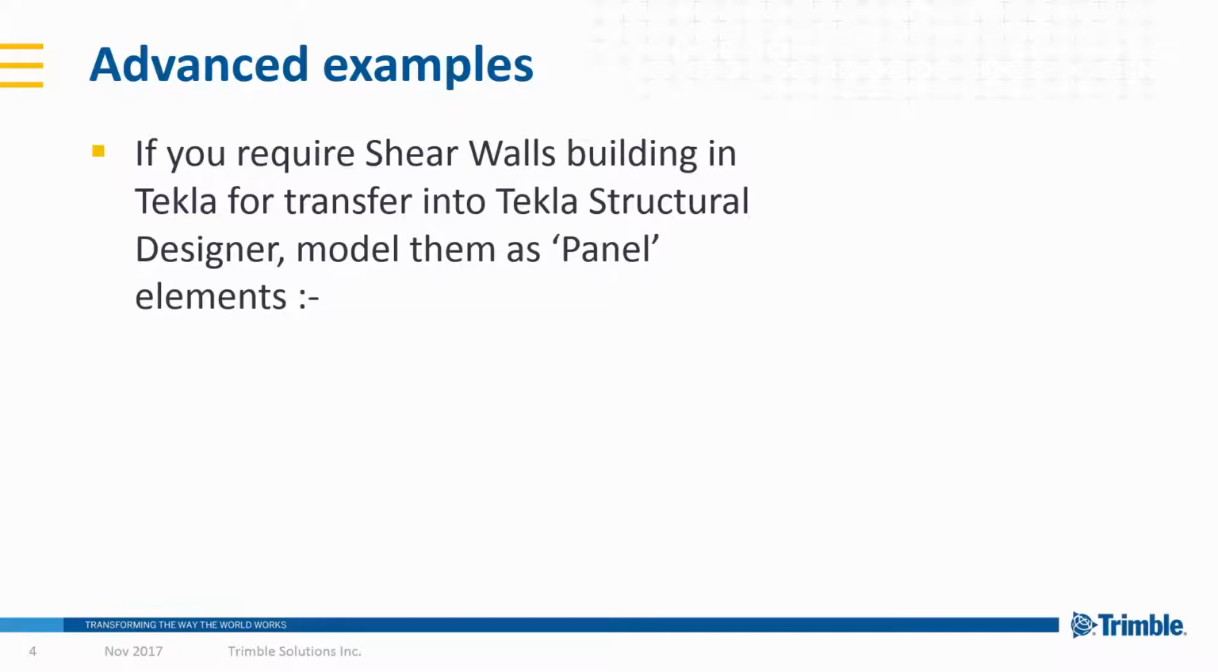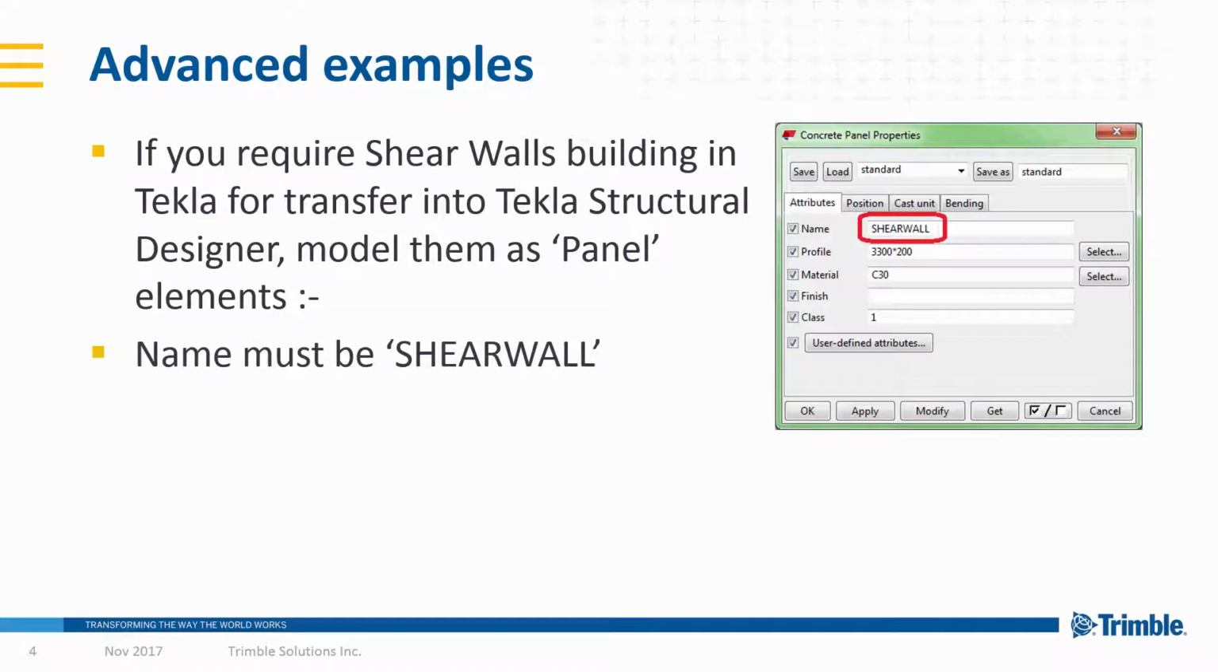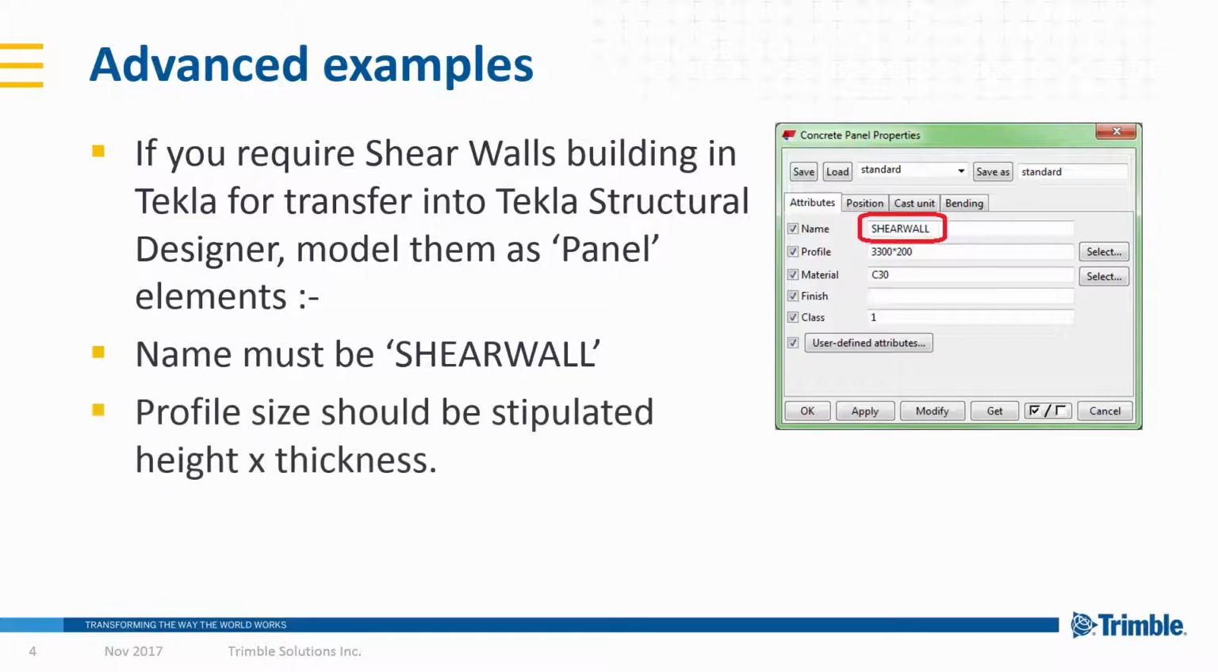The wall element should be created as a panel element, defined from the start to finish location. The name assigned must be designated as shear wall. The shape should be stipulated as being a height by thickness reference.